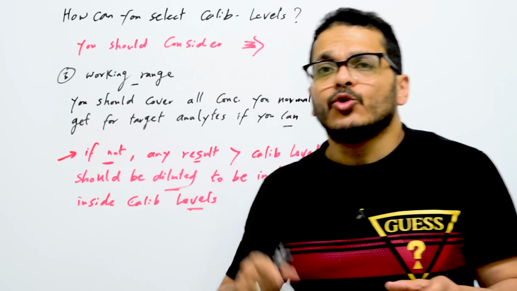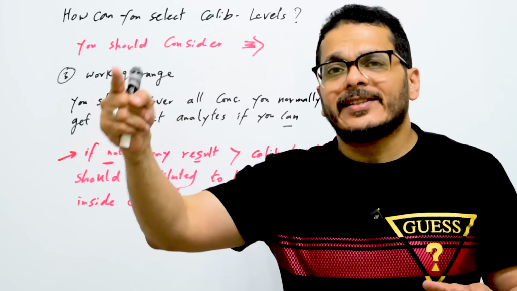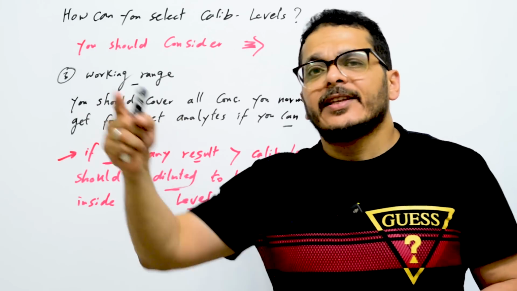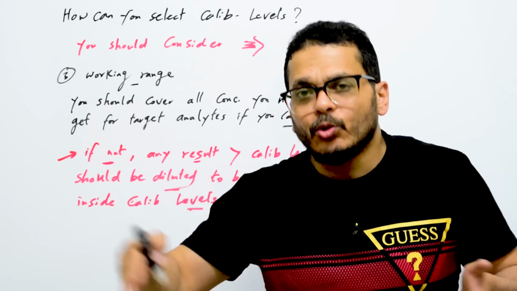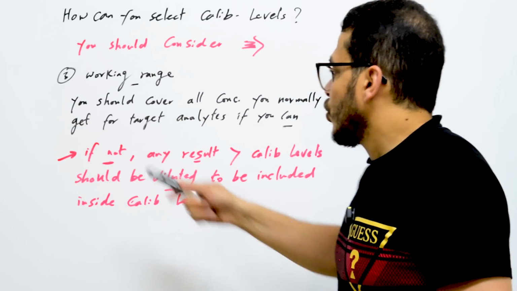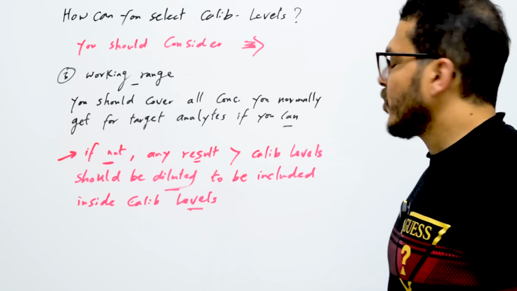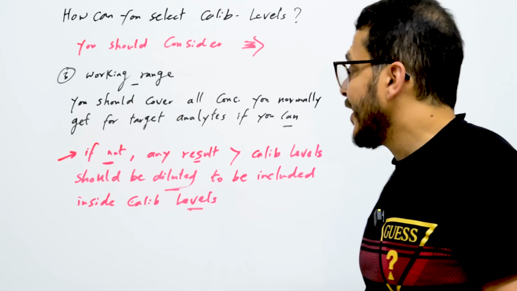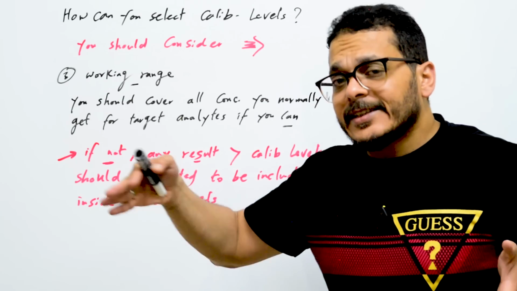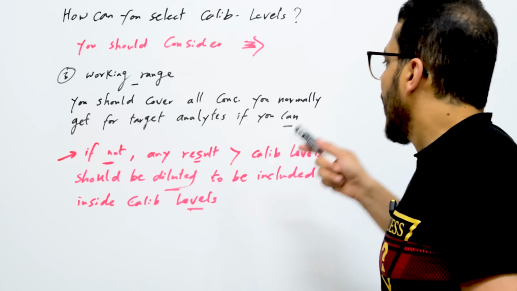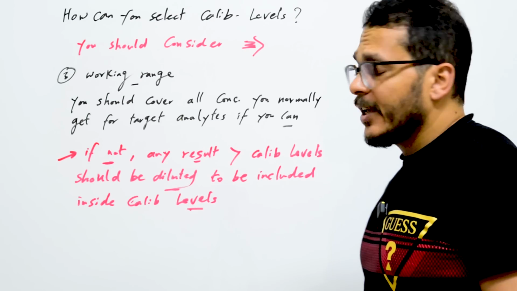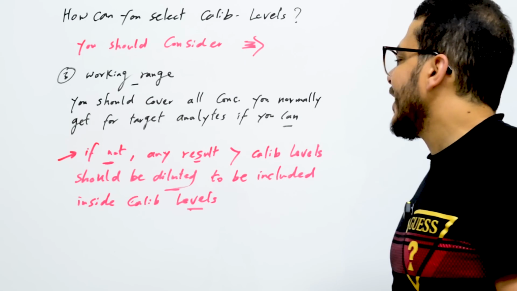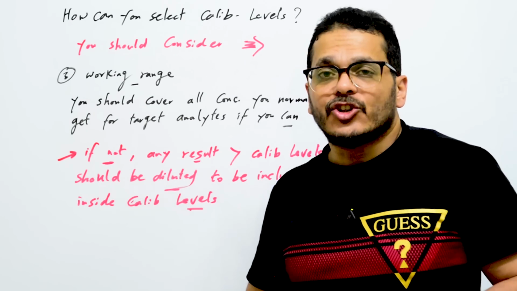in this case, you can analyze the sample, and if you get a concentration higher than the calibration levels, that should be diluted to be included in the calibration levels. So if you cannot include the range of concentrations you normally get for target analytes inside the calibration levels, in this case any result higher than the highest level of calibration should be diluted to be included inside the calibration levels.